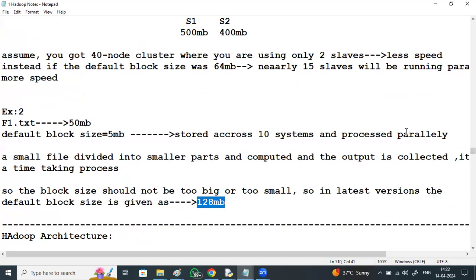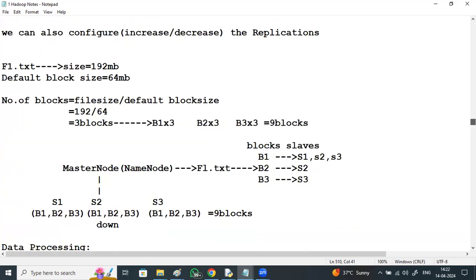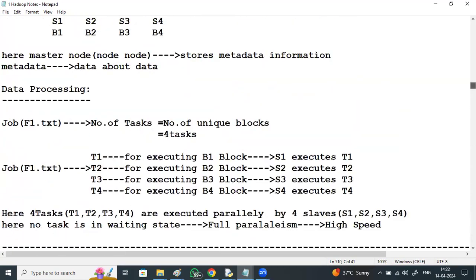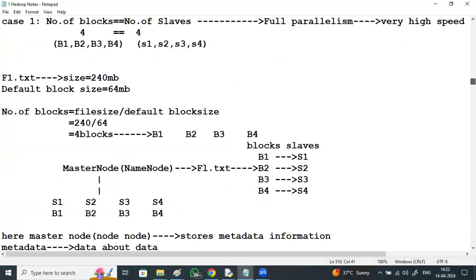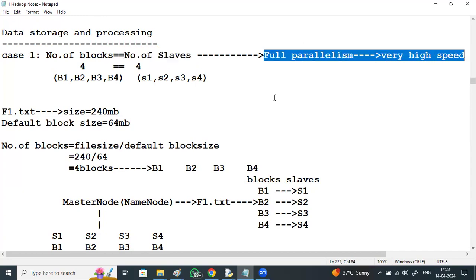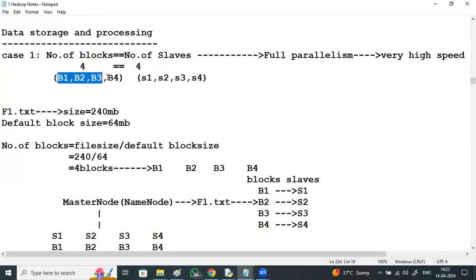As I was discussing, three cases, right? Data storage and data processing. Observe this data storage and data processing. Case one, clearly I have provided the notes for it. We have gone through the notes. If the number of blocks is equal to the number of slaves, meaning the file will be divided into blocks, then I'm saying it's full parallelism and very high speed, right? Four blocks means B1, B2, B3, B4 into four slaves.